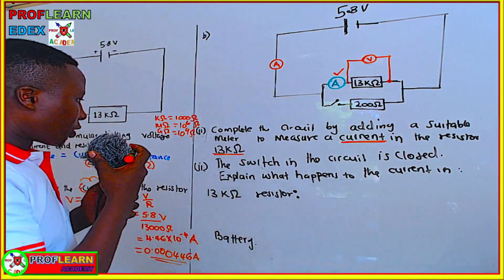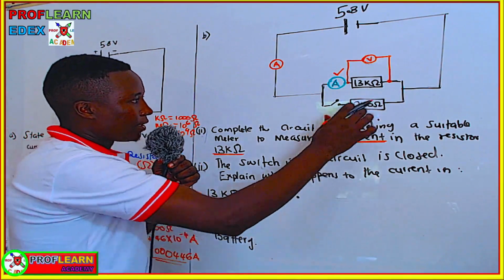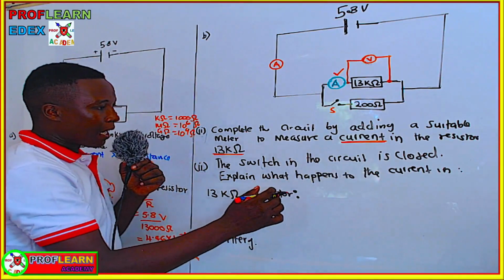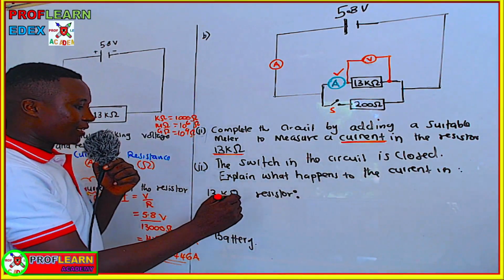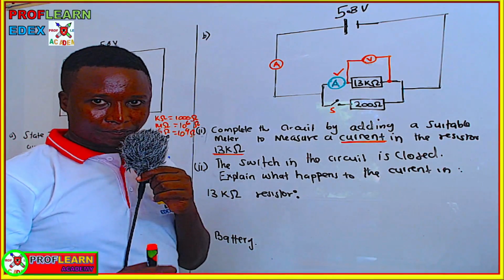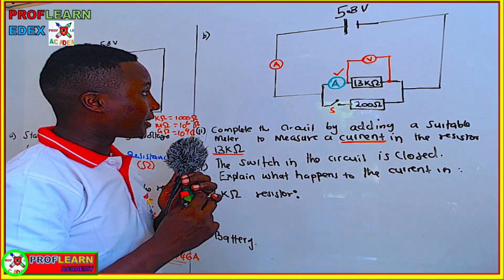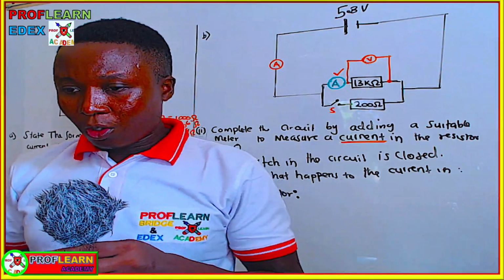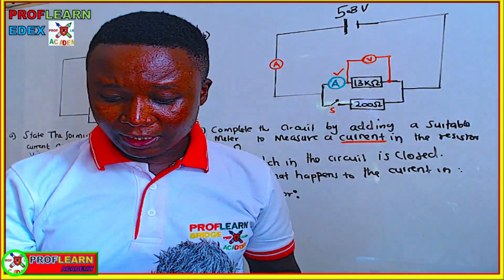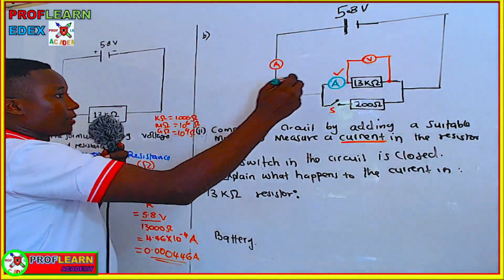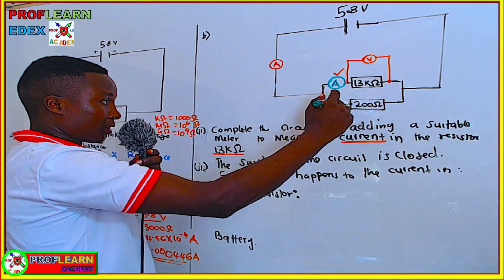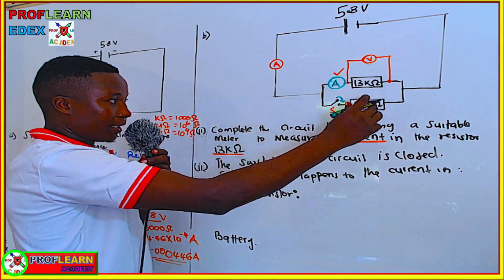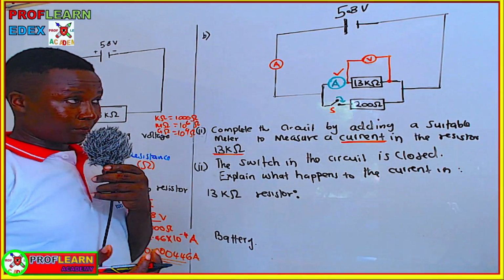So we also need to look at the switch. This is the switch we are talking about. The circuit is closed. Explain what happens to the current in the 13 kilo ohm resistor. Now, before we work out this question, there are a few things I need you to appreciate, and that is when this circuit is closed, we are going to have this resistor working and this other resistor also there.